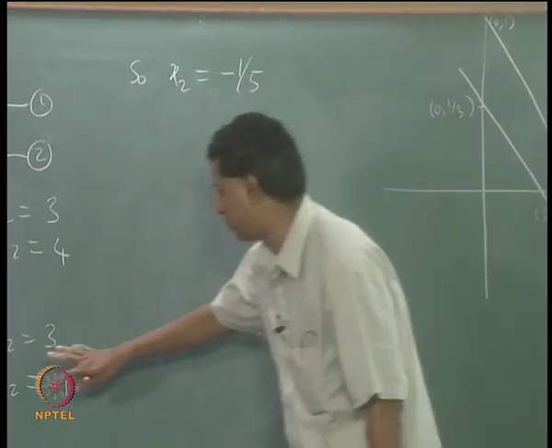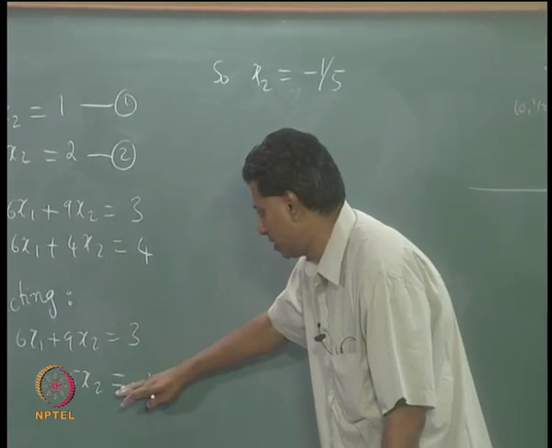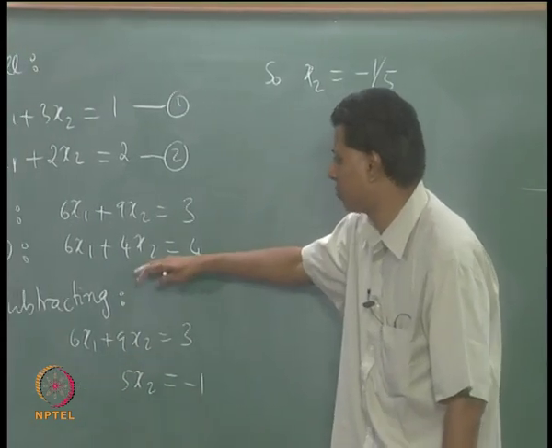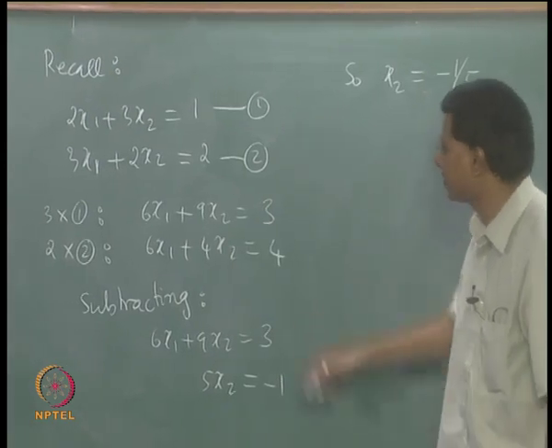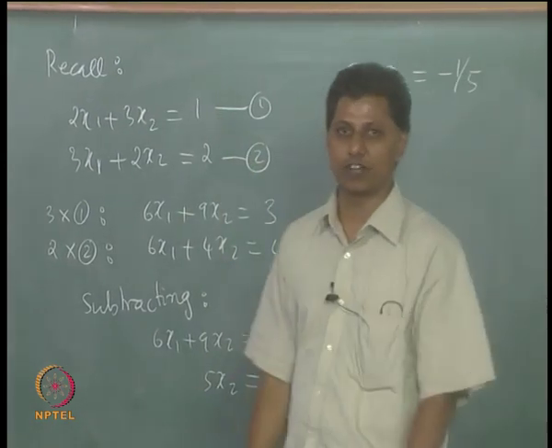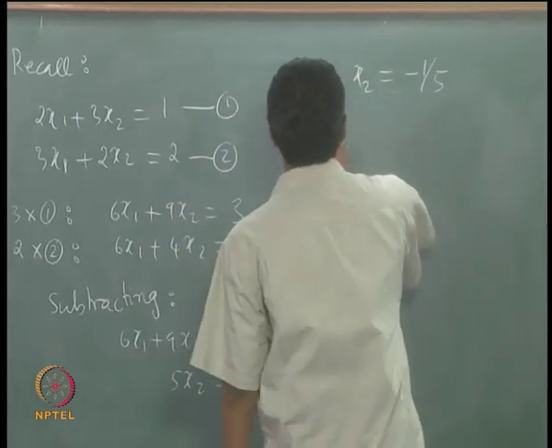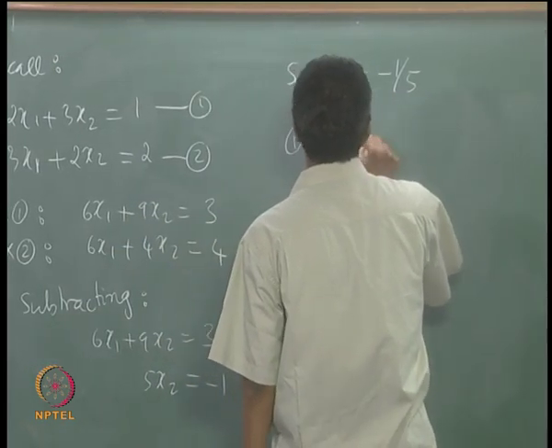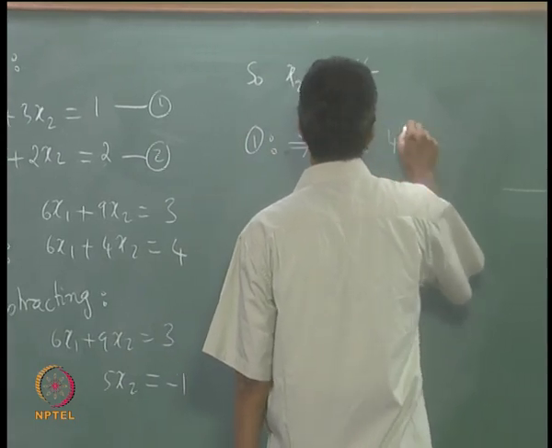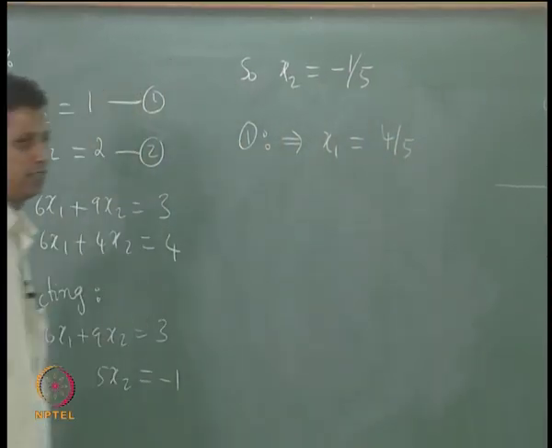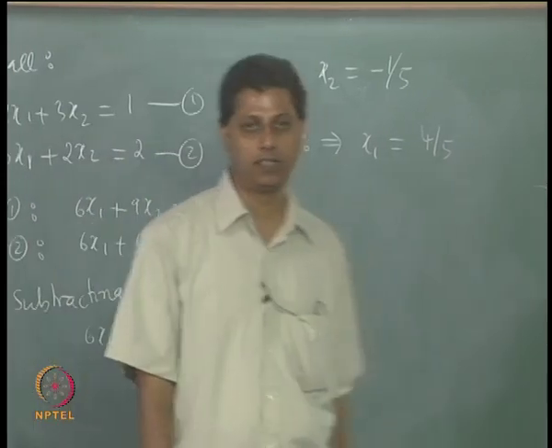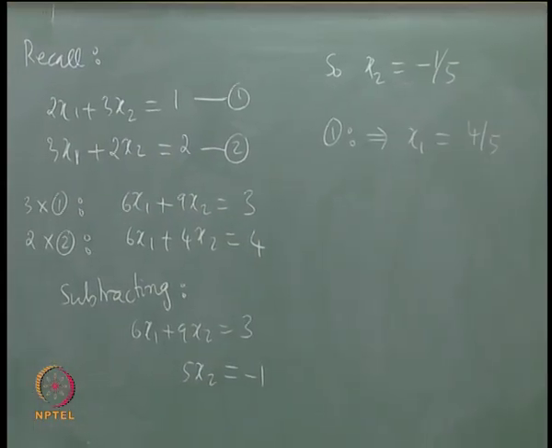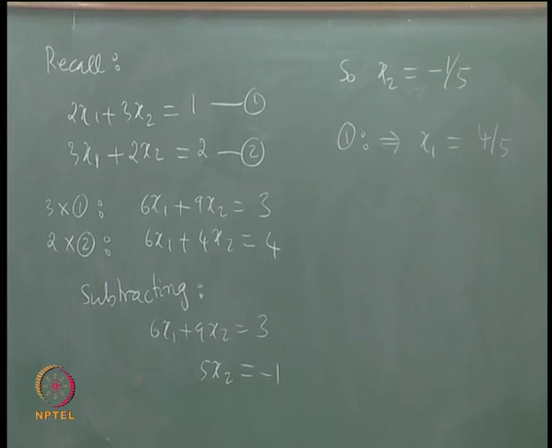So intentionally I am writing down these equations. From this, what we normally do is immediately conclude, subtracting one from the other, that x2 is minus 1 by 5, and then we go back to equation 1 and solve for x1. So let me say equation 1 gives me x1 is 4 by 5. This is what we have learnt in high school. This is Gaussian elimination. If you have not heard the name before, we would like to formalize it, as I mentioned.